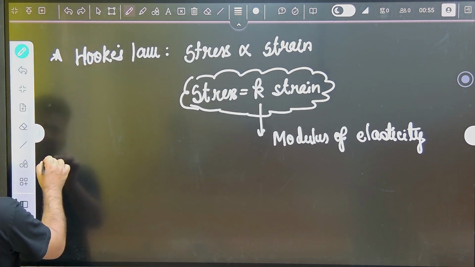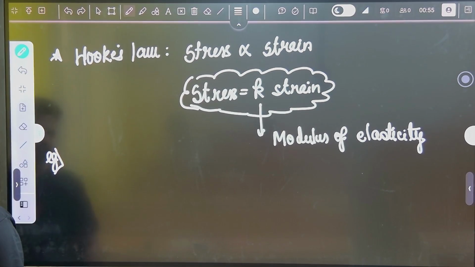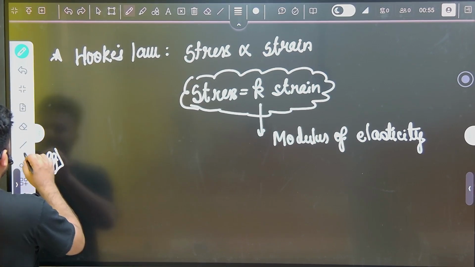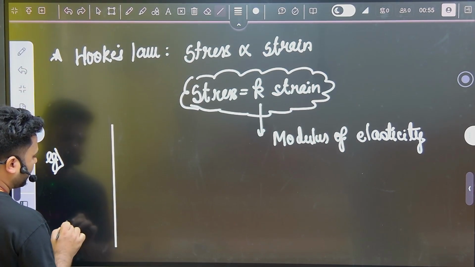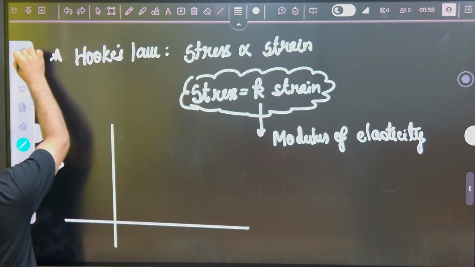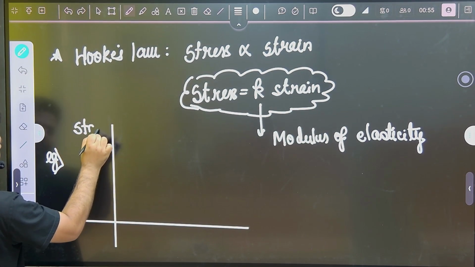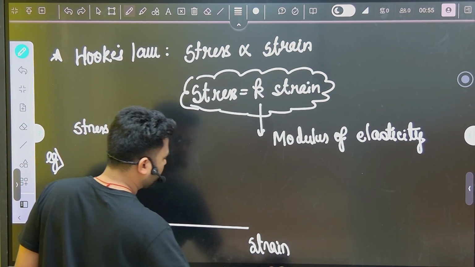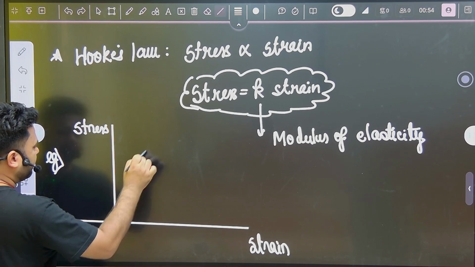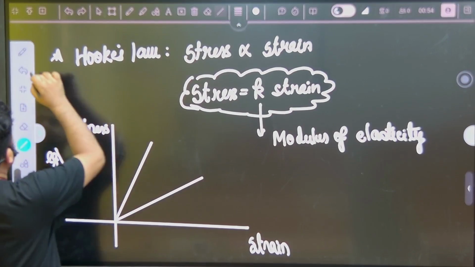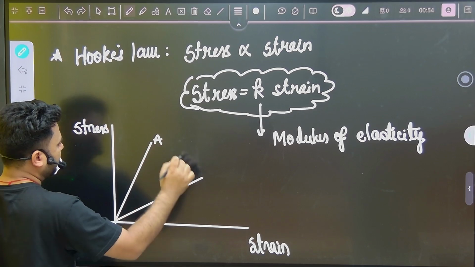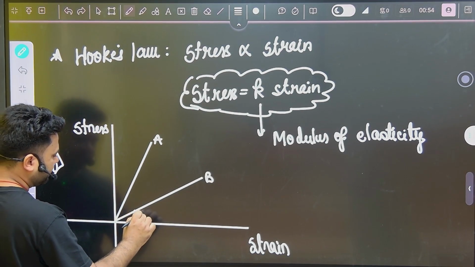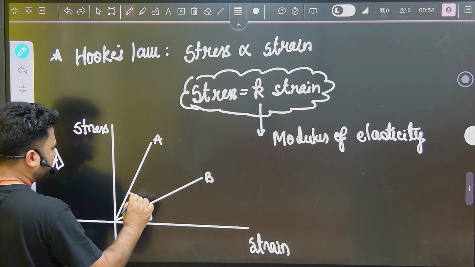So they can give a question like this. See, suppose we have a stress versus strain graph. This is the graph for material A. This is the graph for material B. This angle is 30 degrees. This angle is 15 degrees, suppose.